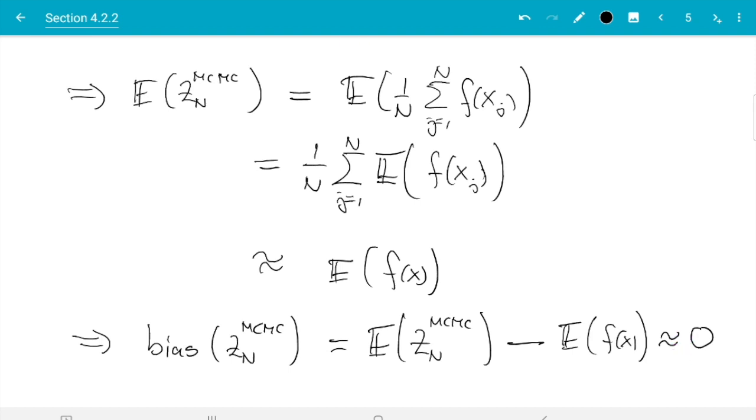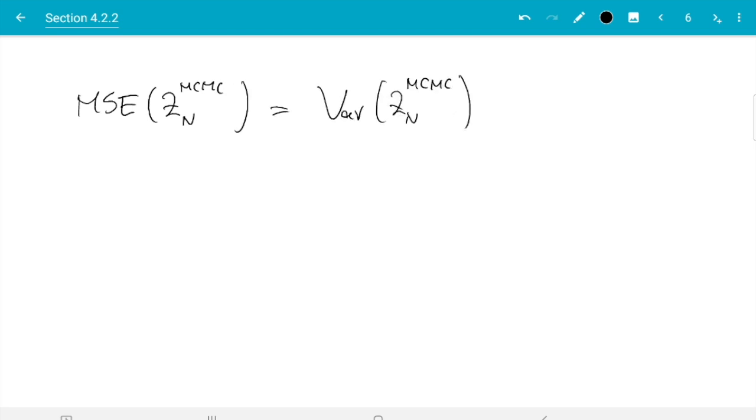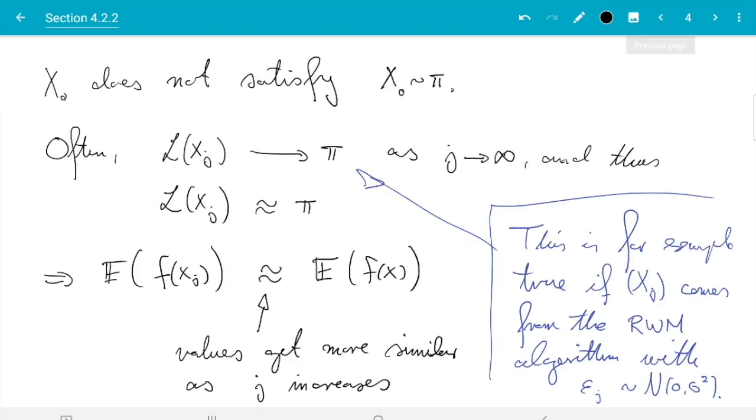And that matters because the bias is part of the formula for the error. So the mean squared error of Zn Markov chain Monte Carlo, we know, equals the variance of Markov chain Monte Carlo plus the bias of the estimator squared. Before, this term did not contribute, whereas now it does. It's small, but it's non-zero. So we need to worry about the bias this time. And what does one do? Well, the bias came from here, so we need to look at what's going on here.